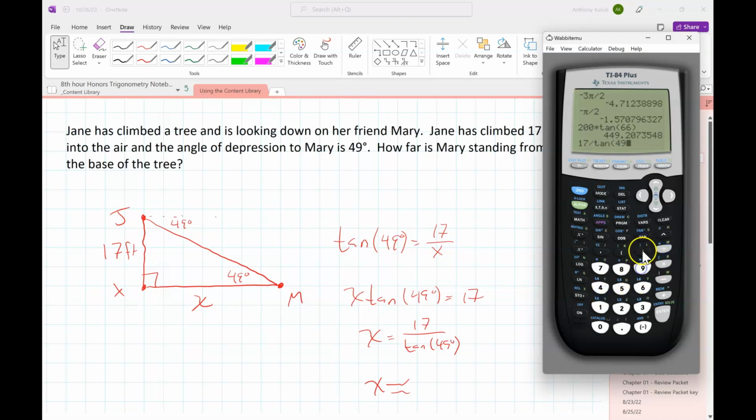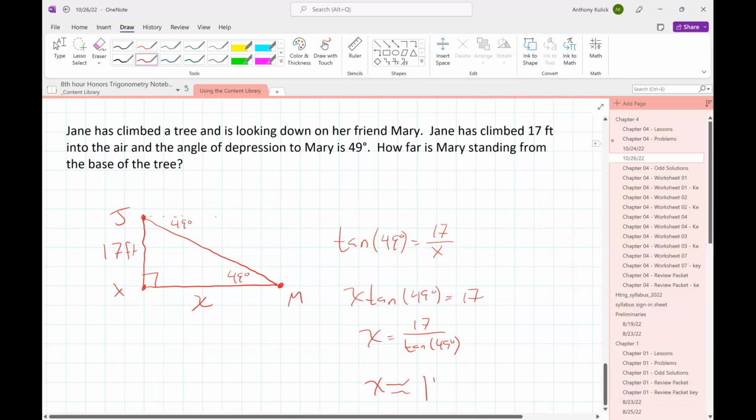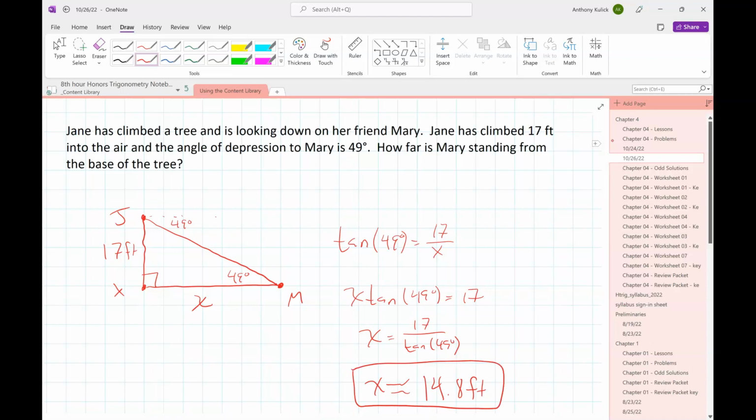So just as a little check here, 49 degrees is pretty close to 45, right? So the answer I'm looking for, I would expect to be pretty close to 17. If it's a 45-45-90 triangle, the leg lengths should be the same, right? Now, the 49 is opposite the 17, so the 17 should be bigger than whatever my answer is here, but not too much bigger, which is exactly what we're seeing at 14.8. So I'm pretty happy that I have the right answer there. Just doing a little common sense check.